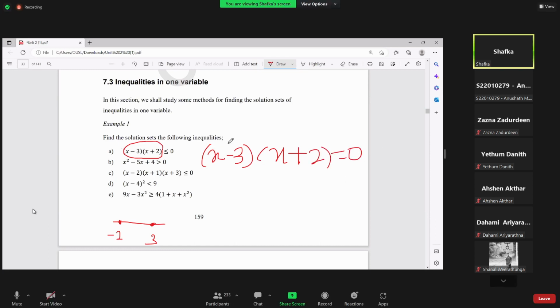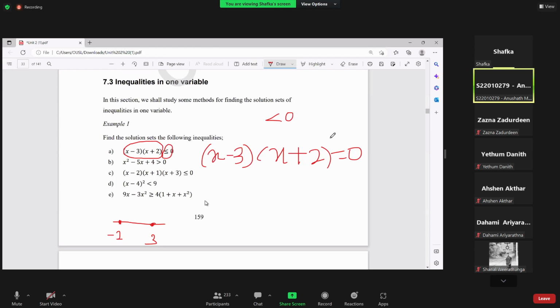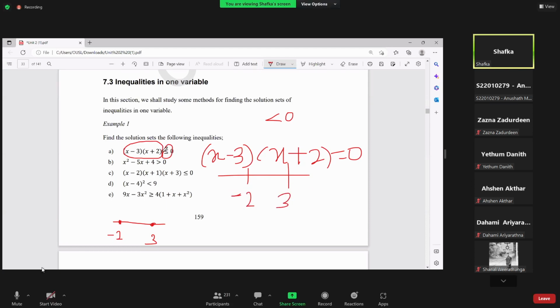Earlier we considered what happens if this is equal to 0. Even if we don't have this less than or equal sign, let's assume we have less than 0 instead. Anyhow, we have to take this as 0 and take the critical points, then come back to the inequality and check whether we have an equal sign or not. If an equal sign is not there, then we can't include them.